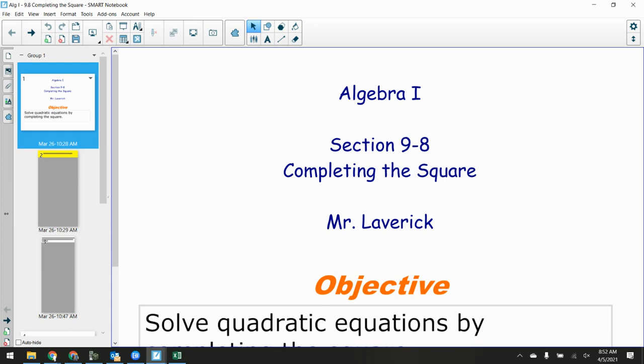But section 9.6, does everything always factor? No. Section 9.7, can you do all problems by solving by square roots? No, they can't have that B term. So we haven't come up with a way yet that works for every single possible quadratic. So that's what we're going to be looking at in sections 9.8 and 9.9. We're going to be finding a way to solve any quadratic.